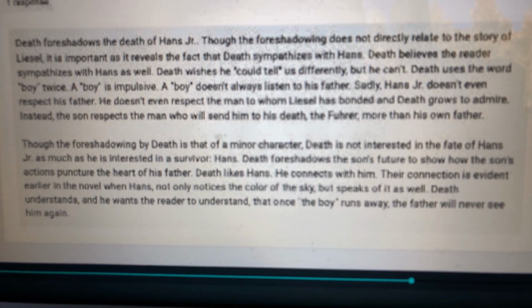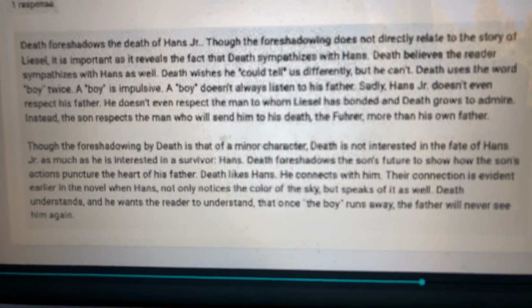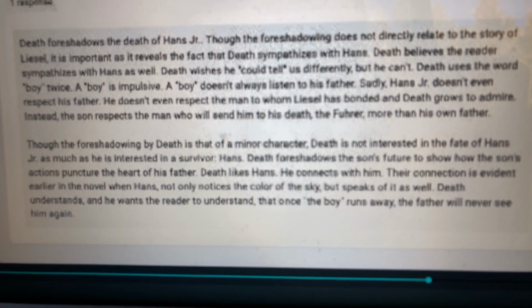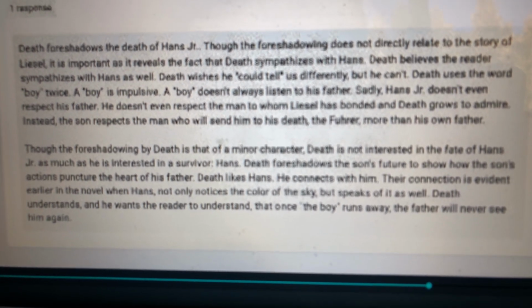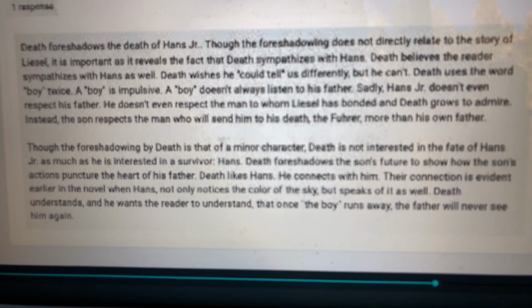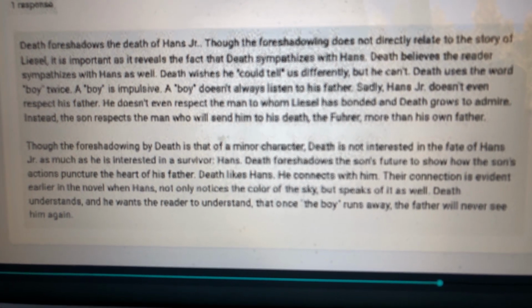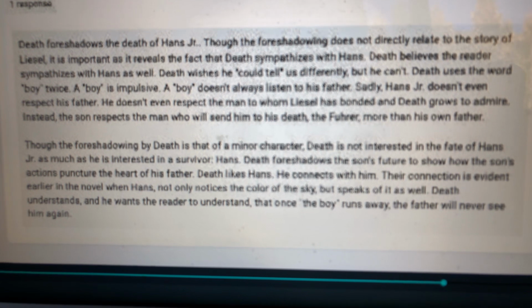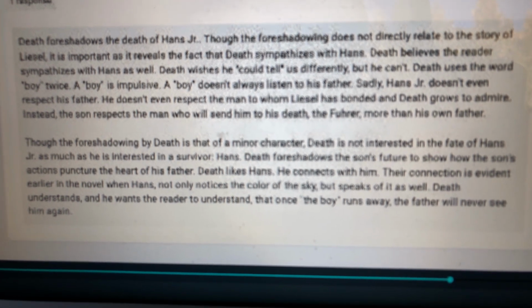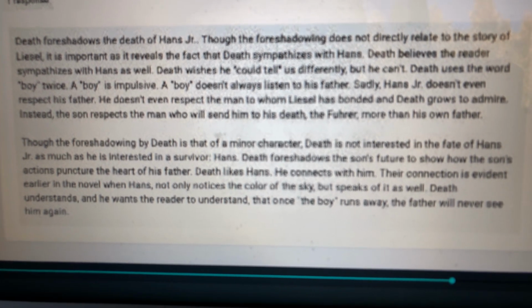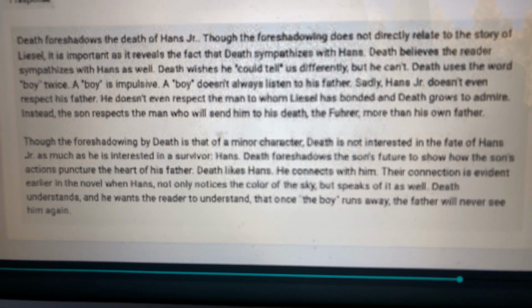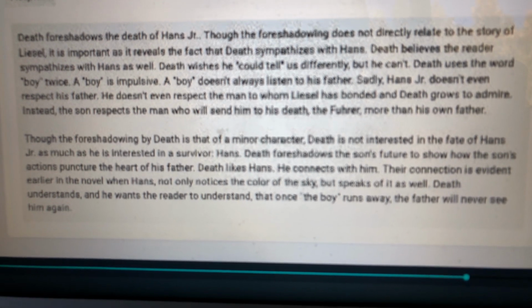Death uses the word boy twice. A boy is impulsive. A boy doesn't always listen to his father. Sadly, Hans Jr. doesn't even respect his father. He doesn't even respect the man to whom Liesel has bonded, and Death grows to admire. Instead, the son respects the man who will send him to his death, the Fuhrer, more than his own father.